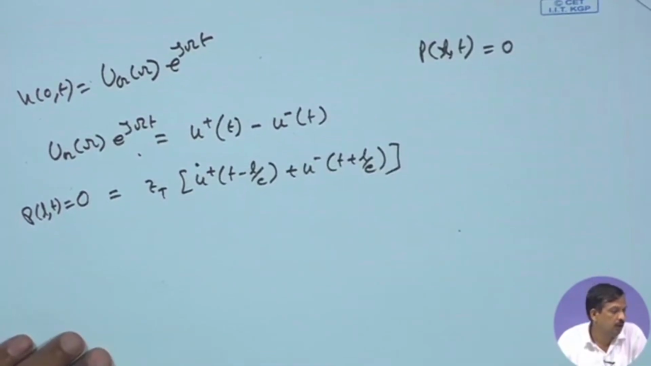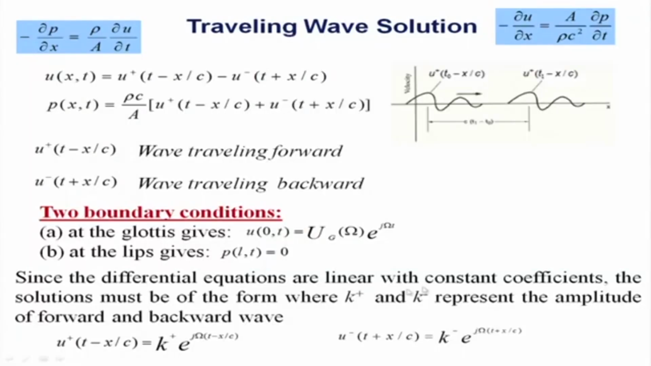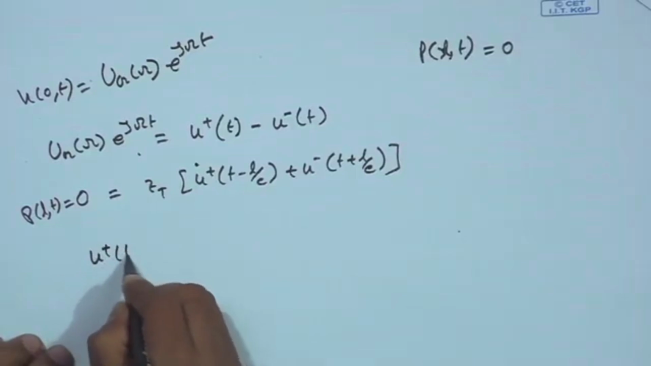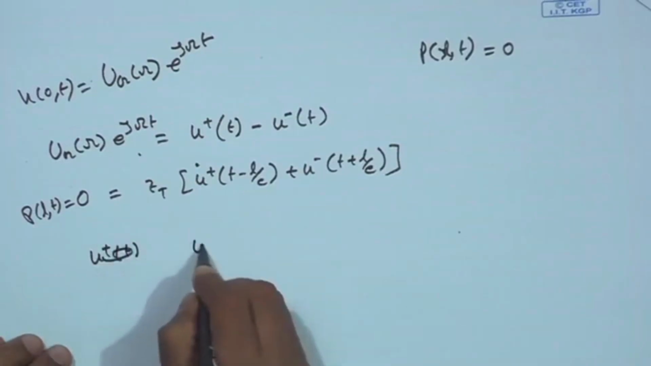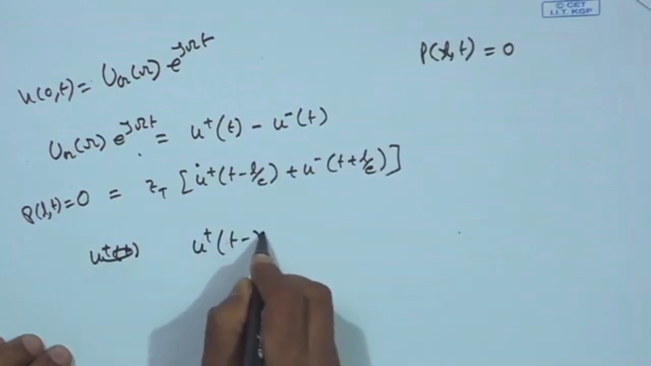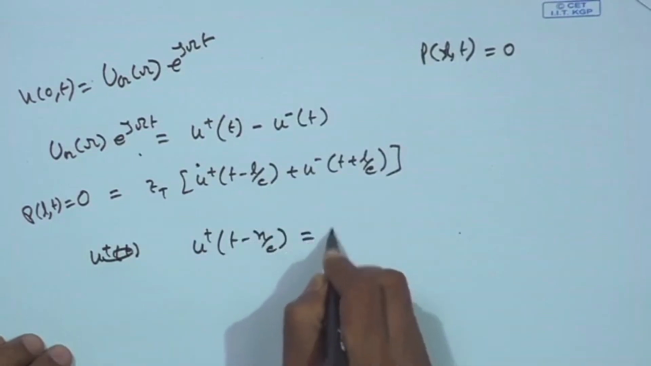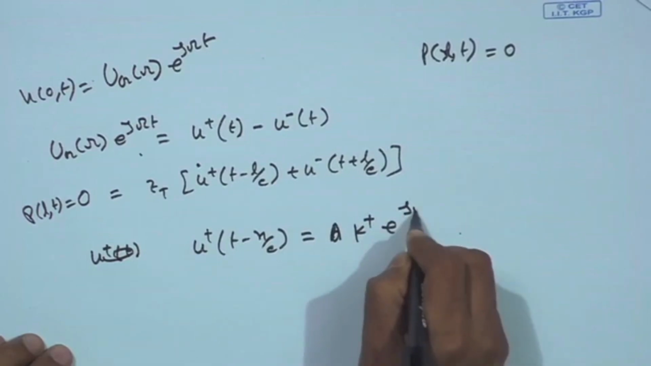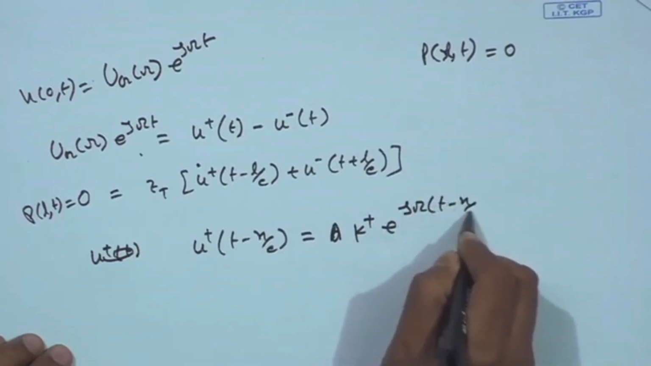Okay. So, there is a differential equation. Since the differential equation is linear with constant coefficients, the solution must be in the form of k plus and k minus, which represent the amplitude of the forward and backward wave. So, if it is a linear wave equation, the forward wave u plus, a function of t minus x by c, can be represented in the form of amplitude k plus e to the power j omega (t minus x by c).